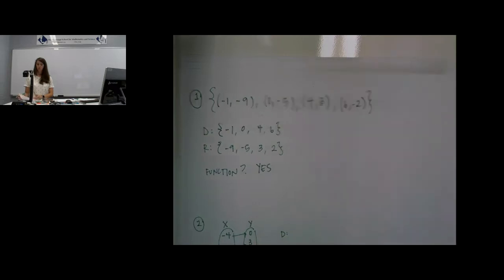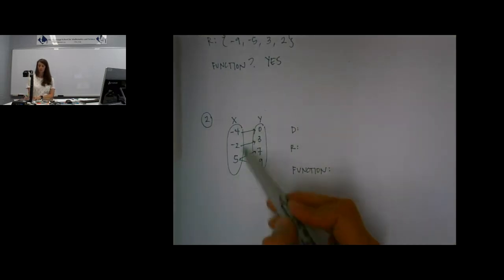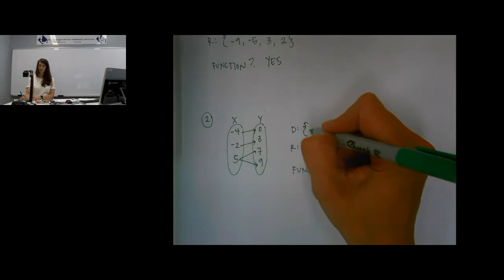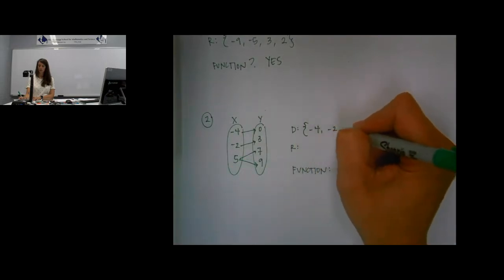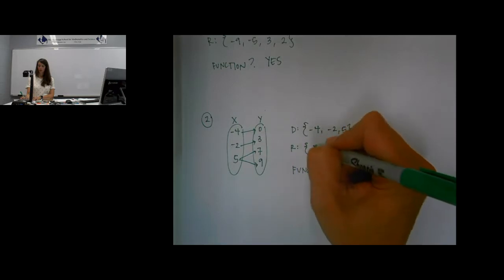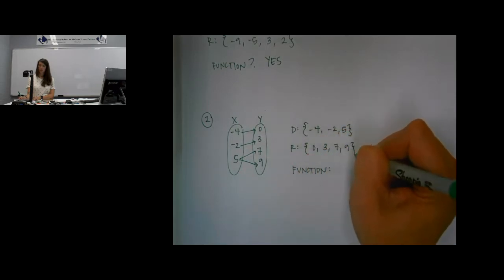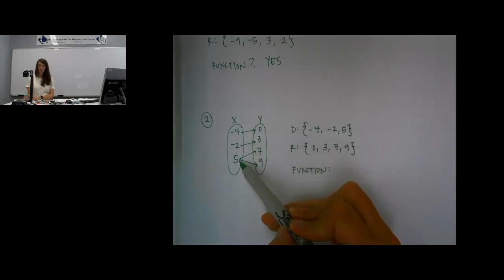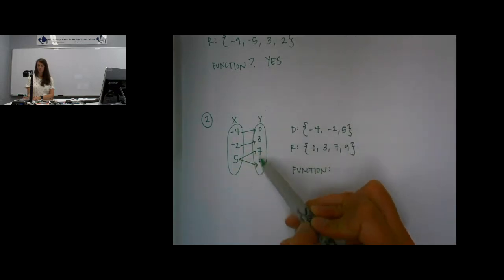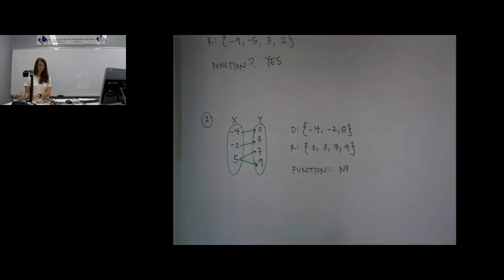All right, here's another example of a relation. This is called mapping. Here's your set of all x values. Your domain is going to consist of -4, -2, and 5. Your range is going to be 0, 3, 7, and 9. Is this one a function? It's not, because 5 maps to both 7 and 9. So this is not a function.